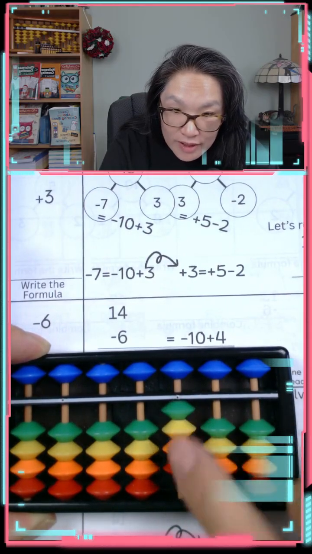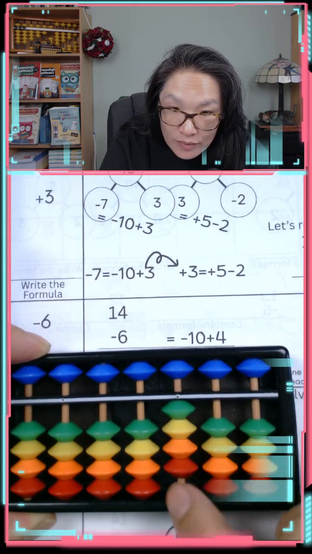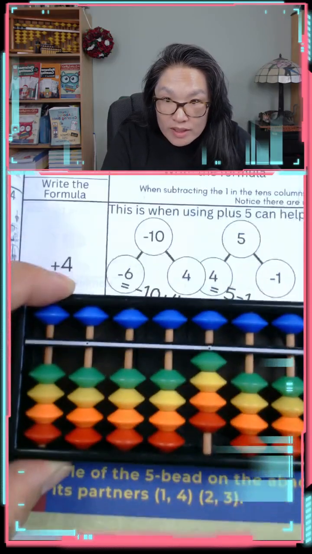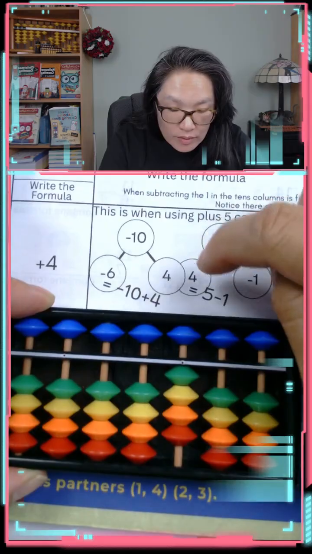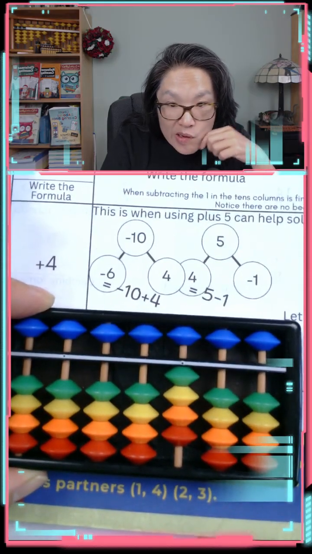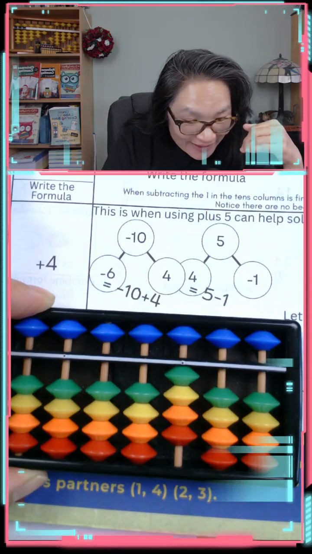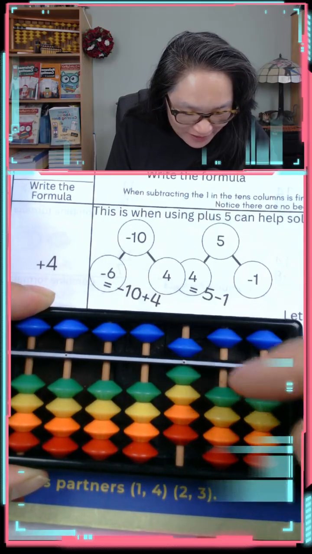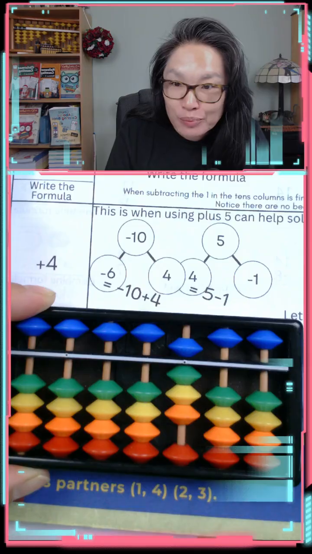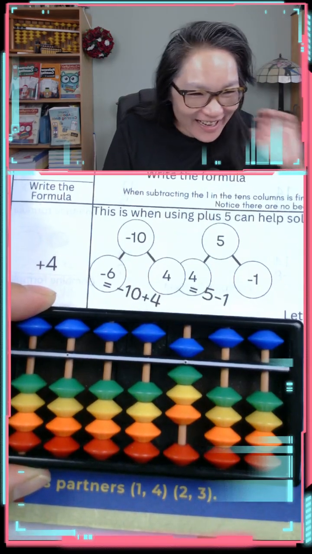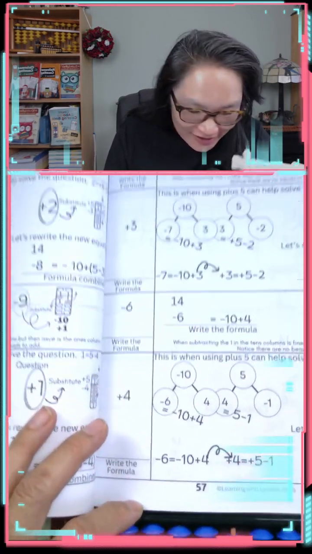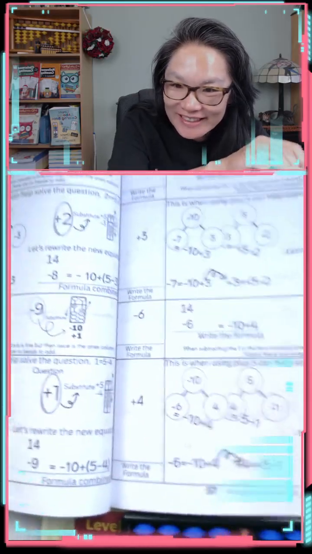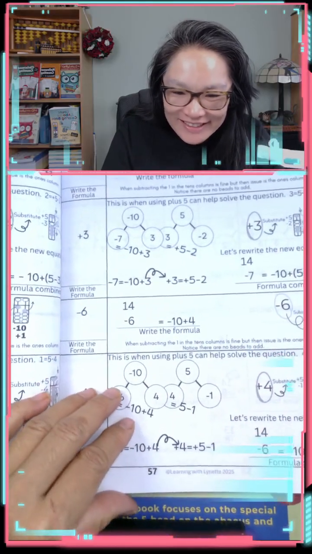Can't plus the 4. Thank you, Mr. Clean. So what do we do? Plus the 4 is plus the 5 minus the 1. I really like this page. That's such a great page. Plus the 5 minus the 1. I'm brilliant. So we go one step at a time. One step at a time. I surprise myself.